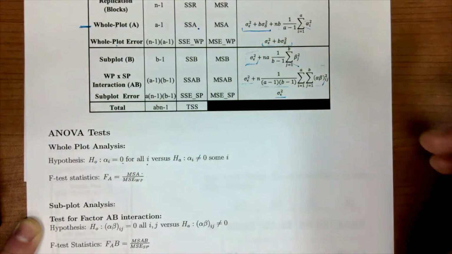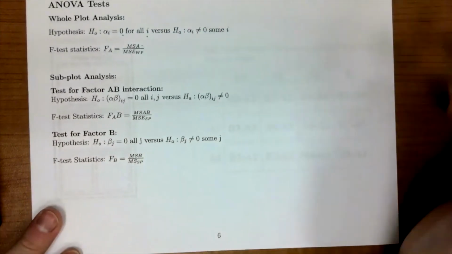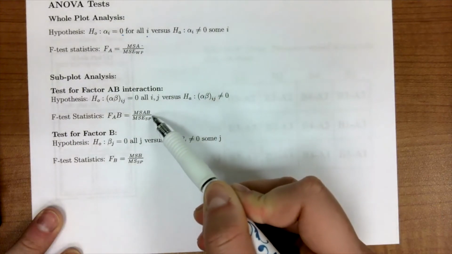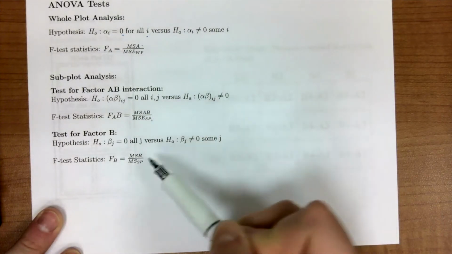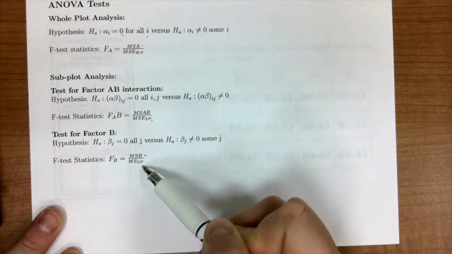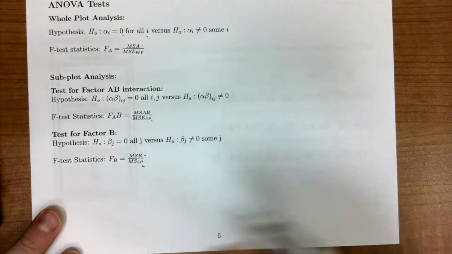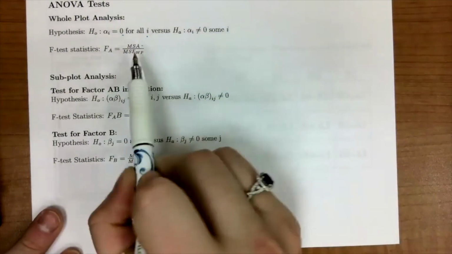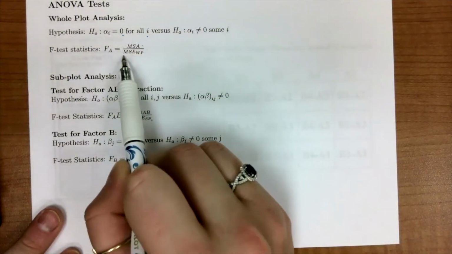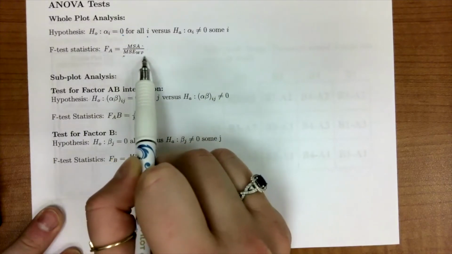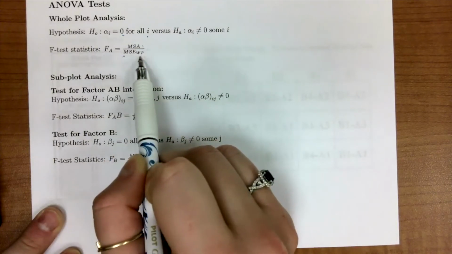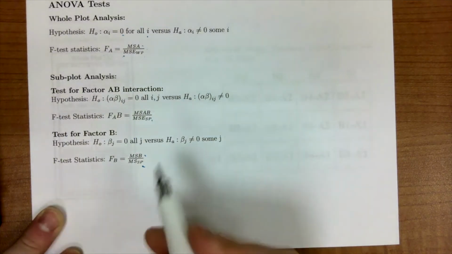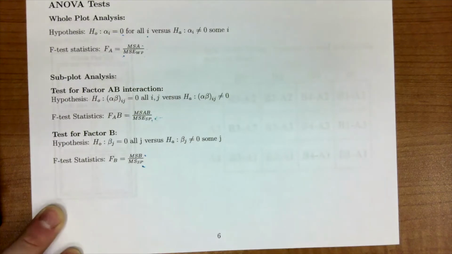So this gives us the intuition that our F statistic is going to be MSAB over the MSE of the subplot, and MSB over the MSE of the subplot. So when we're testing for the whole plot, key point, our denominator is the MSE of the whole plot. And when we're testing for the interaction or factor B, the subplot, our denominator is our subplot error.